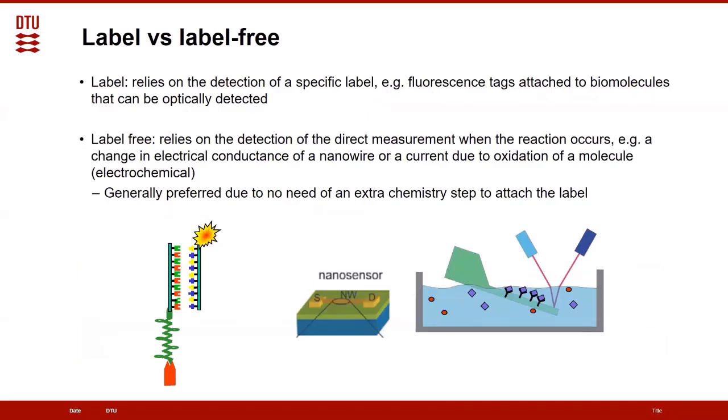We can divide our sensors or transducers into labeled versus label-free. When you have labels, you rely on the detection of a specific label. It could be a fluorescent tag attached to the biomolecule of our interest. Now, the label-free relies on the detection of the direct measurements. The reaction that occurs is, for instance, a change in electrical conduction of, for instance, a nanowire, or current due to oxidation of a molecule, electrochemical, and then you measure the current in a direct relationship to the analyte of interest. This is, of course, generally preferred because you're probing your analyte of interest directly and not relying on an intermediate reaction.